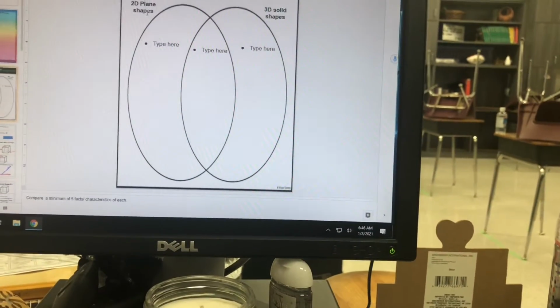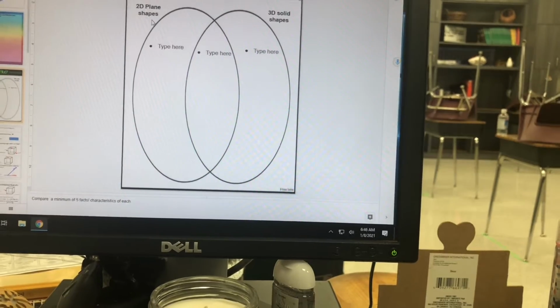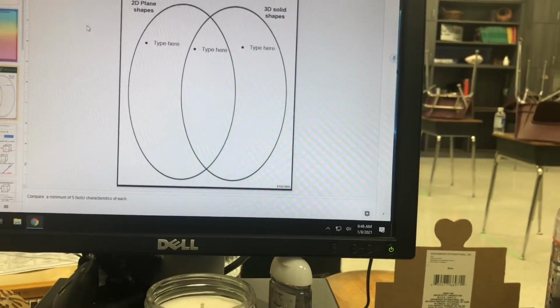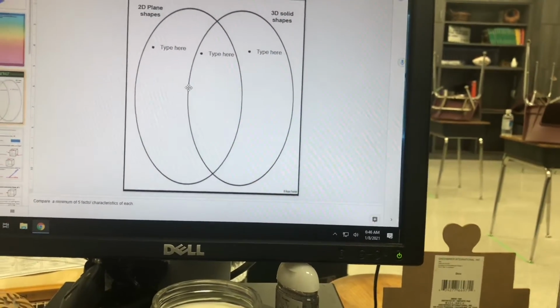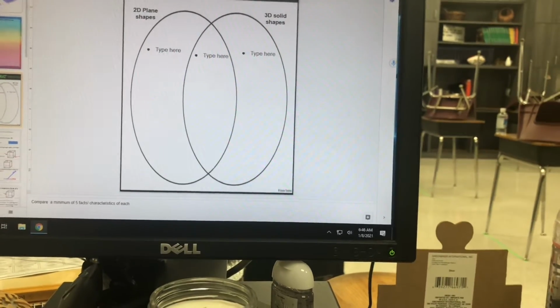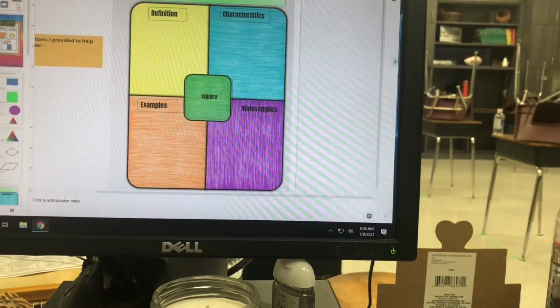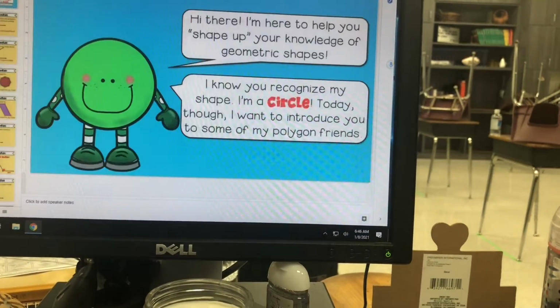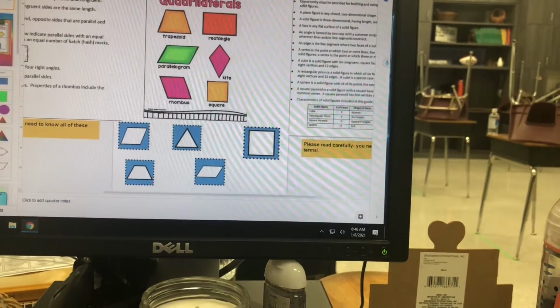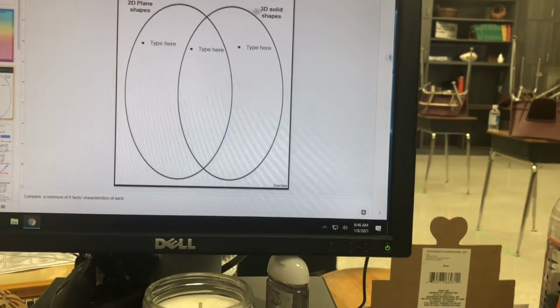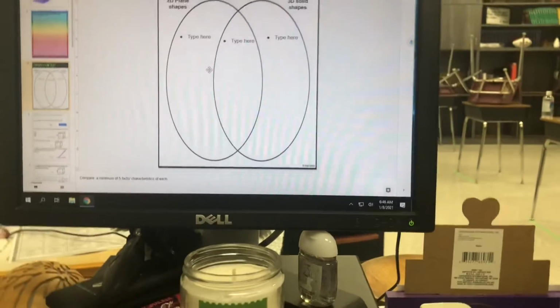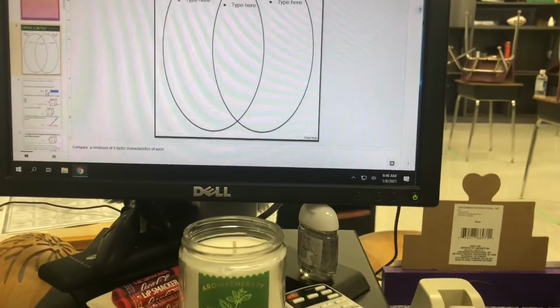This is just taking those 2 plane shapes and the 3D shapes, and you're going to compare and contrast them. So this one is discussing the 3D. The one that we had before discussed those 2D shapes. So you're just going to take what you've learned from the 2D shapes and apply it over here to your 3D shapes to compare and contrast them.